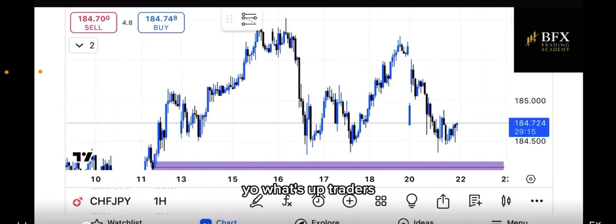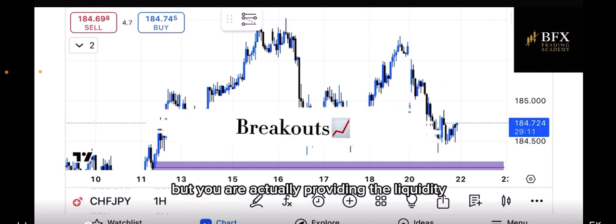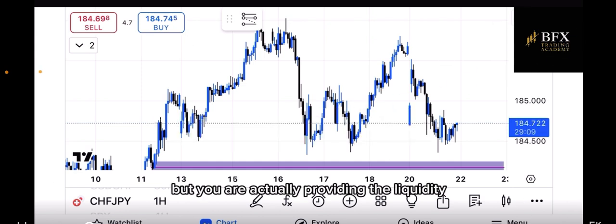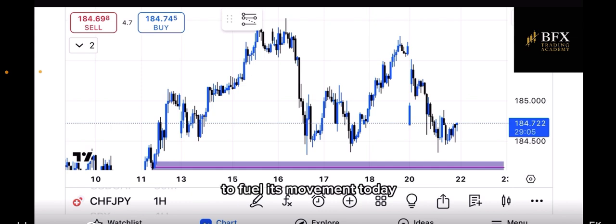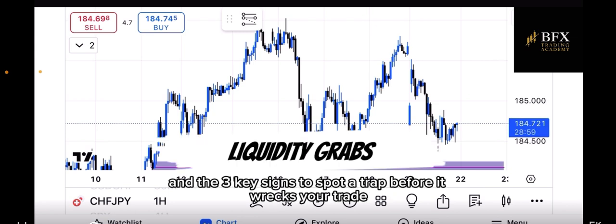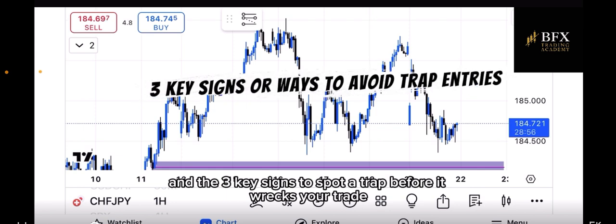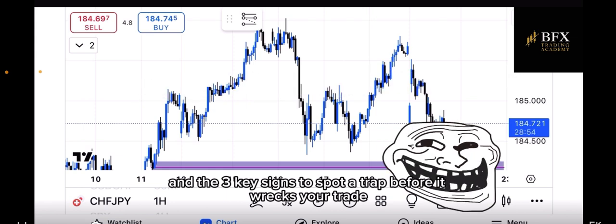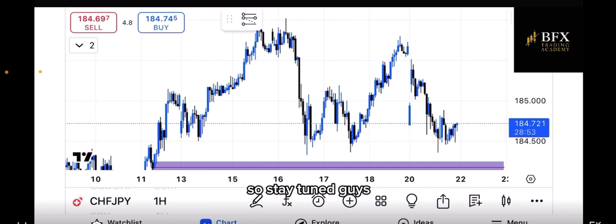Yo, what's up, traders? You think you are trading breakouts, but you are actually providing the liquidity smart money uses to move the market, to fuel its movement. Today, I'm breaking down exactly how liquidity grabs work and the three key signs to spot a trap before it wrecks your trade. So stay tuned, guys.